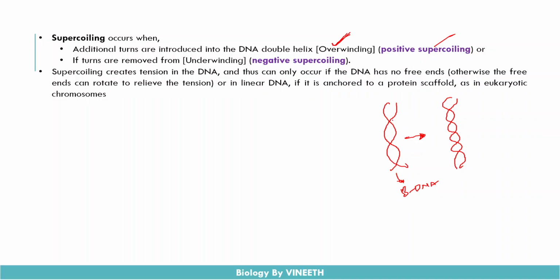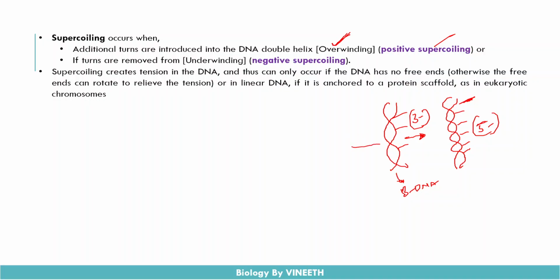Here the helical turns are 1, 2, 3 helical turns. Suppose we have 3 helical turns in B-DNA. Here we have 1, 2, 3, 4 and 5. So we have 2 extra helical turns. Increasing the helical turns on a normal DNA makes the DNA undergo positive supercoiling, because this is the positively supercoiled DNA, which is mainly due to overwinding.